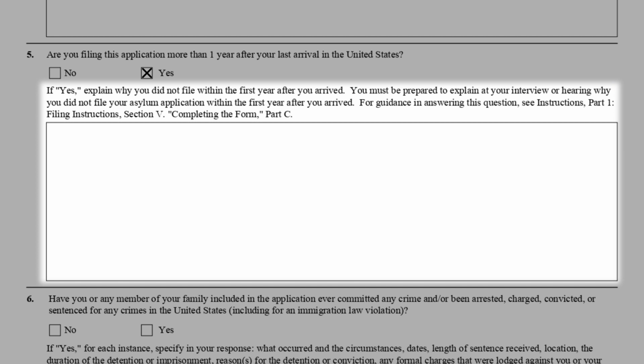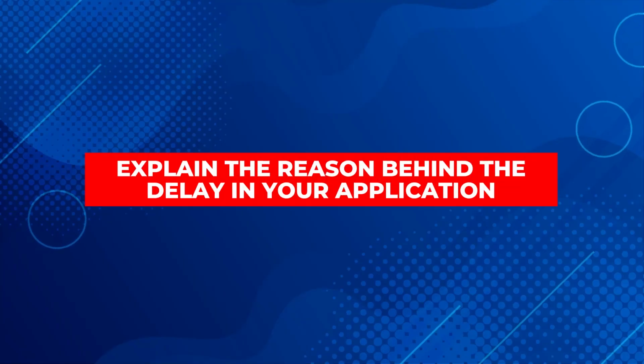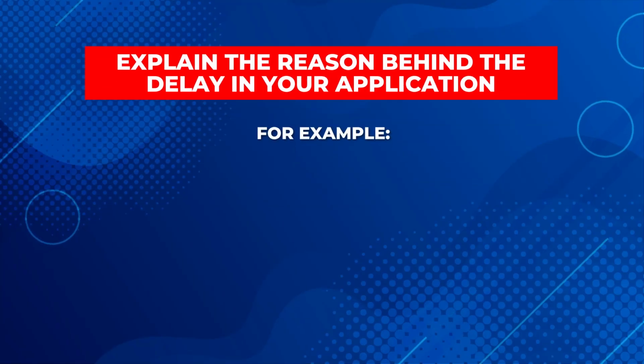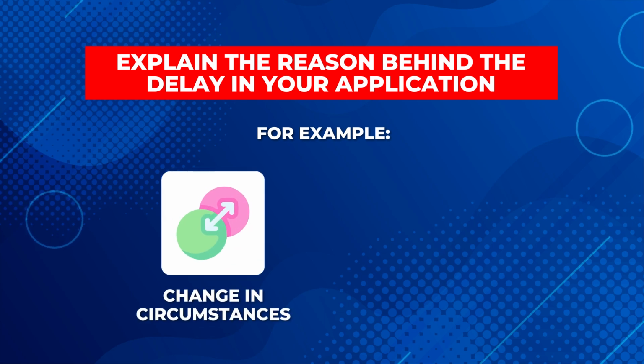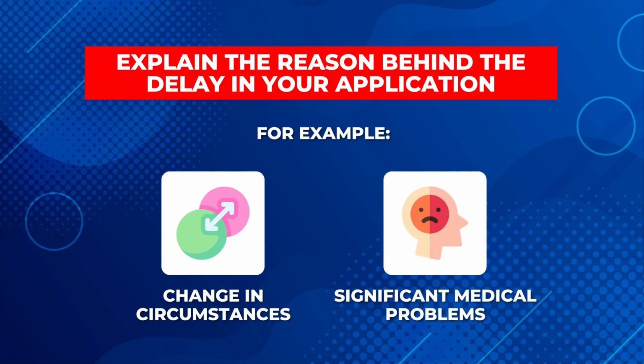Okay, so what kind of explanation should you be providing here if you're filing more than 1 year after having arrived in the United States? Well, just tell the truth. Explain why it is that you're just now applying. For example, did something change such that you didn't previously fear being harmed in your country, but now you do? Explain that. Or maybe you had significant medical problems or were very depressed during your first year here, such that you had trouble functioning, such that you couldn't really focus on your immigration situation. Explain that, okay? But let me offer a word of caution.